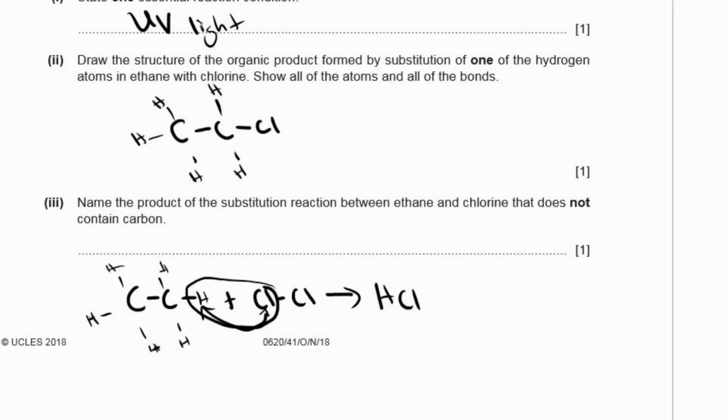Hydrochloric acid needs to react with water to become hydrochloric acid. This is called hydrogen chloride. And this is a gas. Okay, so if you wrote hydrochloric acid, it would actually be wrong, even though it's HCl.